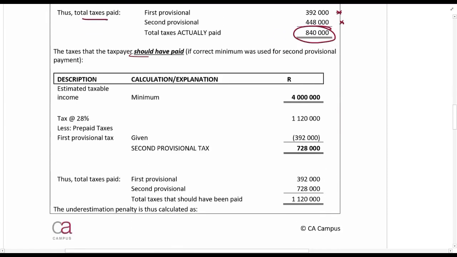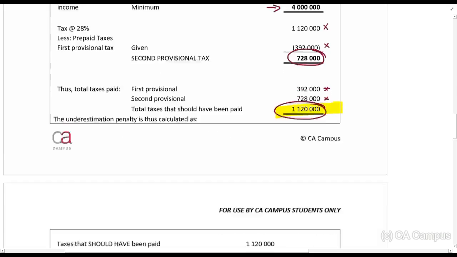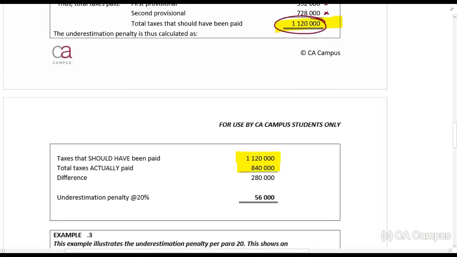How much should they have paid? They should have used 4 million rands as the minimum. If you use 4 million as the minimum, times 28%, less the first provisional, your second provisional tax payment is 728. So how much should they have paid? 392 plus 728, they should have paid 1120. They've only paid 840. They should have paid 1120. So 1120 minus 840 gives us a difference of 280,000. That times 20% gives us our underestimation penalty.